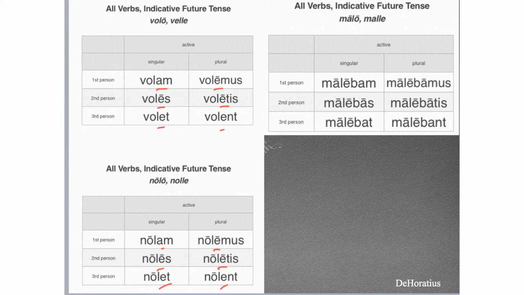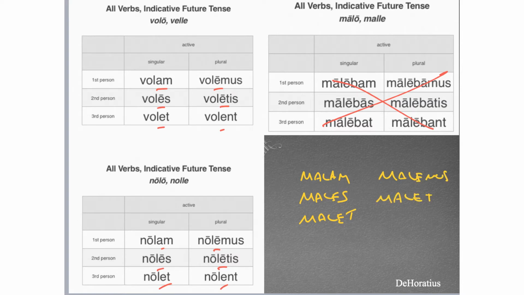Oh, you know what? My fault. I realize now that this is the imperfect. All right, so the future is going to be, as you can imagine, malam, males, malet, malemus, maletis, and malent. All right, so again, the future is formed as you would expect.